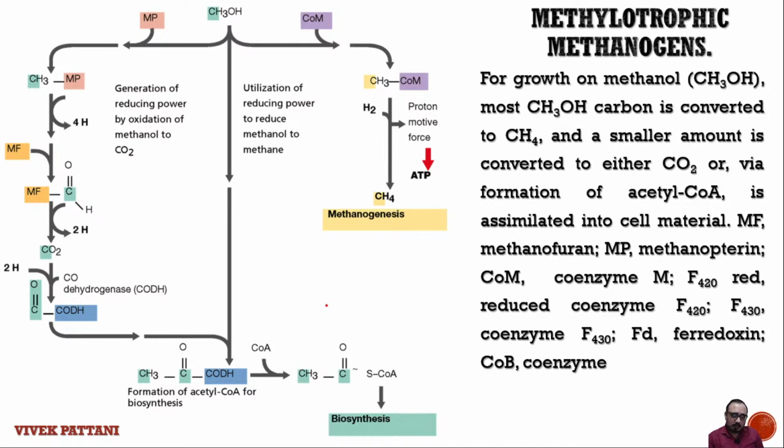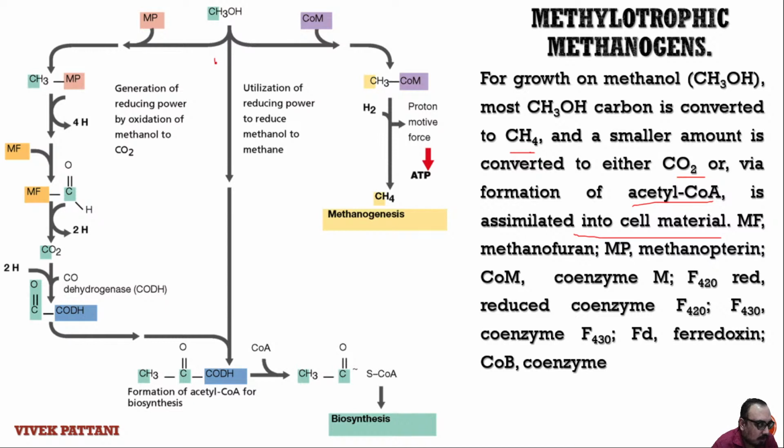Now moving forward with the mechanism of methanogenesis. For the growth on methanol, most of the carbon in the methanol is converted into methane, and the smaller amount will be converted either to carbon dioxide or via formation of acetyl CoA, which is assimilated into cell material.